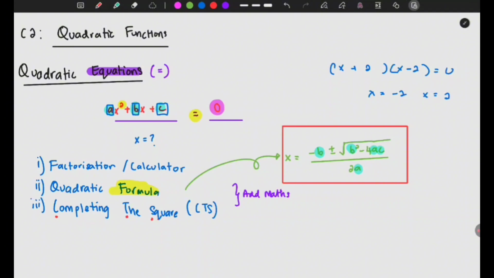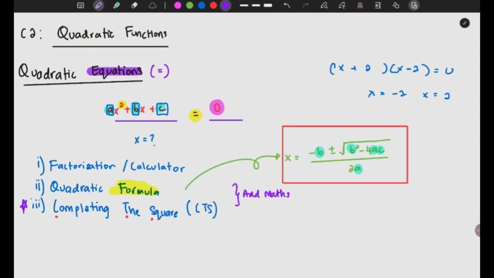Next, completing the square. Completing the square is the most important method in this chapter, because you will not only apply it for this part, but after this a lot of the time you will use completing the square. In this chapter, the famous part, very highlighted in quadratic functions, is completing the square. They like to ask about completing the square because from it you get a lot of information. That's why it's very famous.